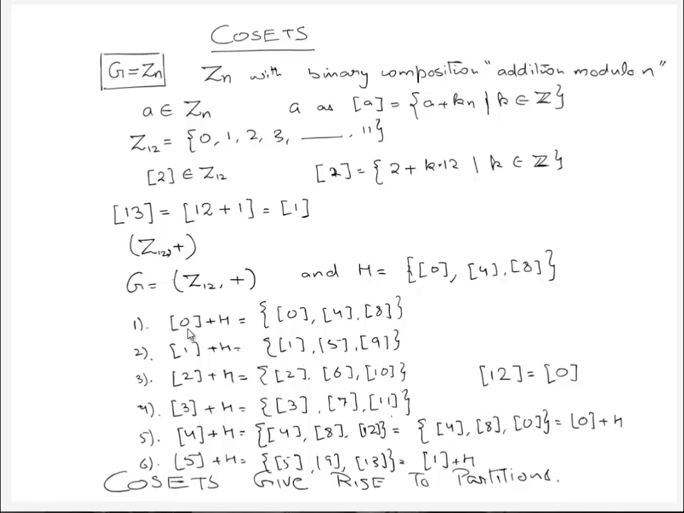From this example, we can also conclude that either the cosets will be distinct or they are equal. That means if you go on defining 6 plus H, 7 plus H, 8 plus H, these cosets again come out to be 1 plus H, 2 plus H, 3 plus H. So our next lemma is based on the conclusion of this example.